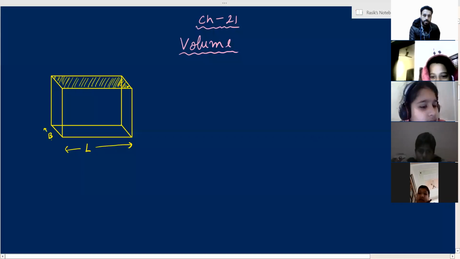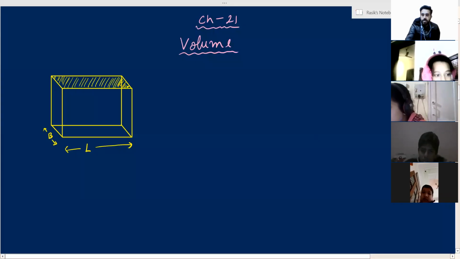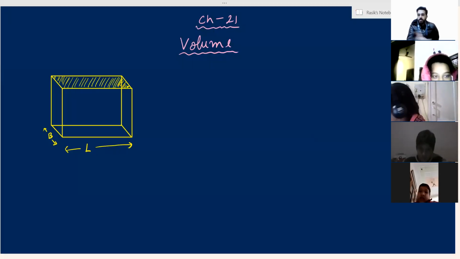And height is upwards. The base is rectangular. What is the base of a cuboid? It is a rectangle. If you see the base of a cuboid, it is rectangular. And the top is also a rectangle, and all the walls of the cuboid are also rectangular. So all the surfaces of the cuboid are rectangular.